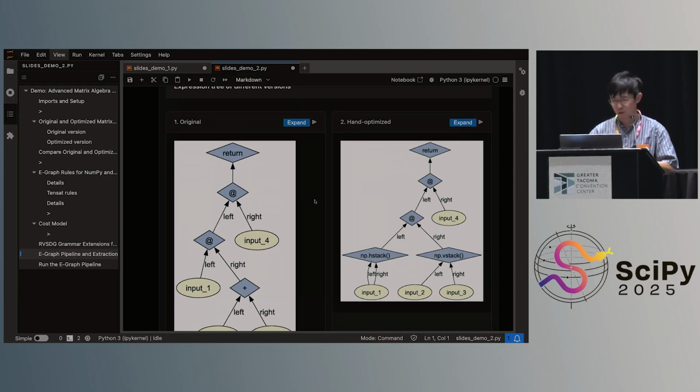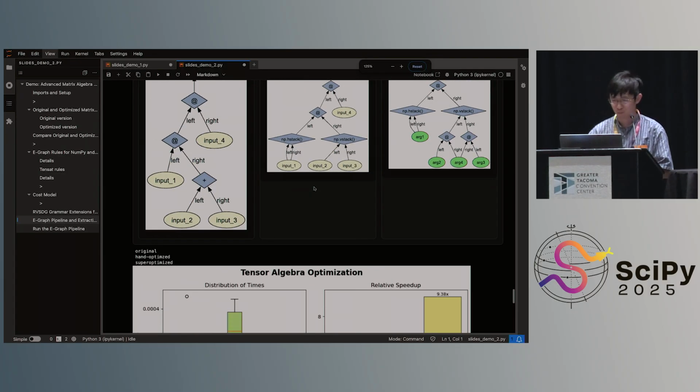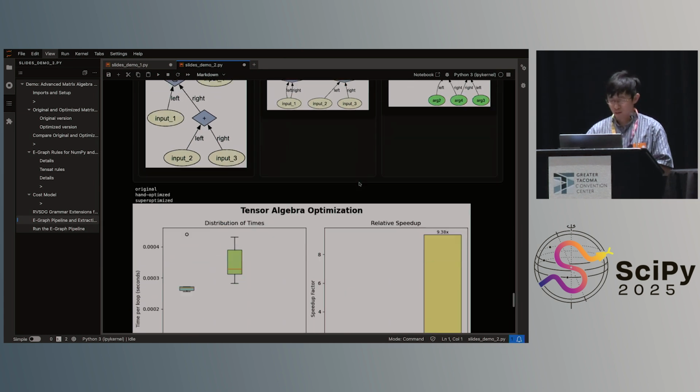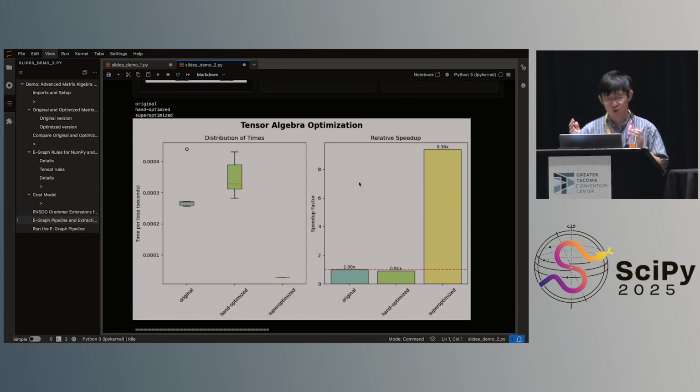By the way, all these demos are available at the end. I'll give you a QR code to find all of these. So I can skip ahead. Again, these are the 3 expressions that we got: the original one on the left, the hand-tuned one in the middle, and the right-hand side is the super-optimized one. They are all different, and you can look at the benchmark. The super-optimized one gets almost 10x faster.